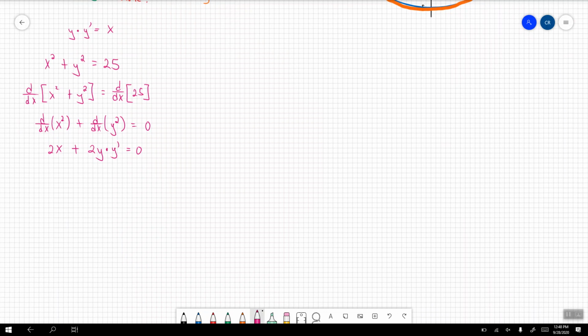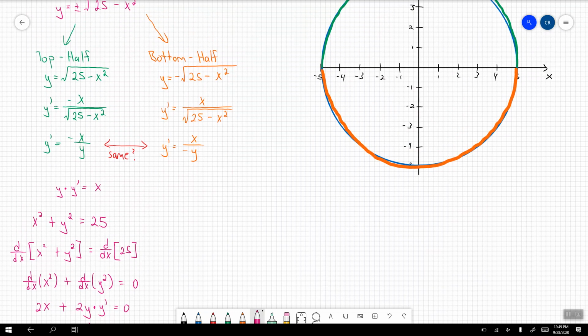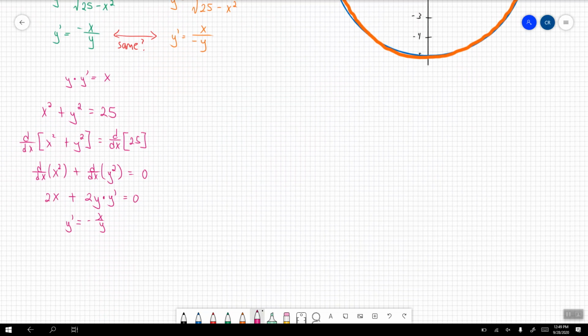If we solve for y prime, we get negative x divided by y. And again, we got the exact same answer as we did at the very beginning. So as it stands, we don't need to solve for y in order to take a derivative. All we need to do is make sure that when we take the derivative implicitly, we apply the chain rule to any function that has the variable embedded inside of it, with respect to which we are taking the derivative. That is something to keep in mind.